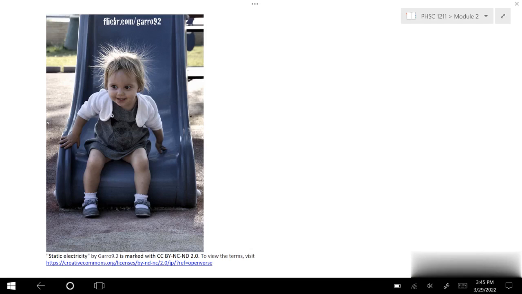Okay, so I wanted to start with this awesome picture, and hopefully most of you have experienced this personally when you've been on a slide or something. You go down it and your hair starts standing on end, or you've seen kids or your friends like that. So in this first part, we want to explain what's going on here and start introducing electricity.